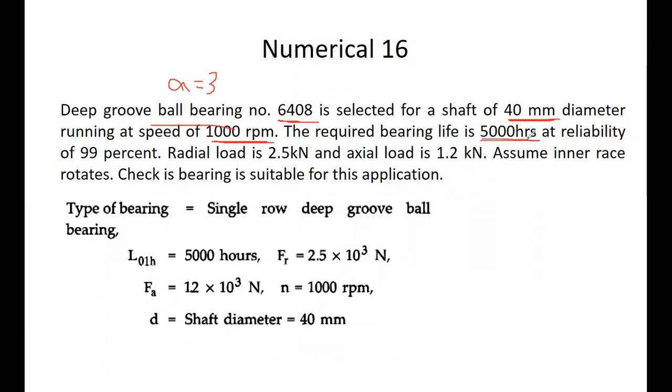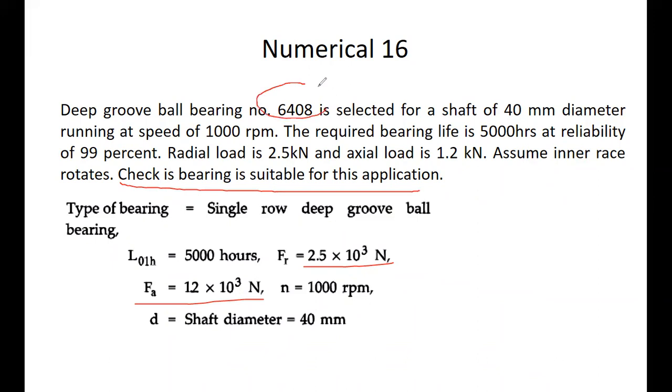Required bearing life is 5000 hours. This reliability is at 99%. So L01 is life at 99%, and it's in hours. That's why I'm going to write down H. Next, radial load is given, axial load is given, in kilonewton. You should be converting it into Newton like I have done. Check, is the bearing suitable for this application? Is this bearing which is given suitable for operation, or should you select another bearing? That's what they have told us to do in this numerical.